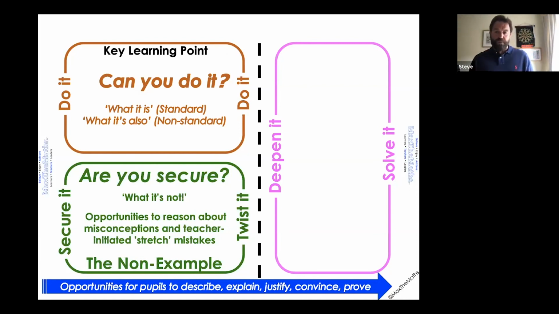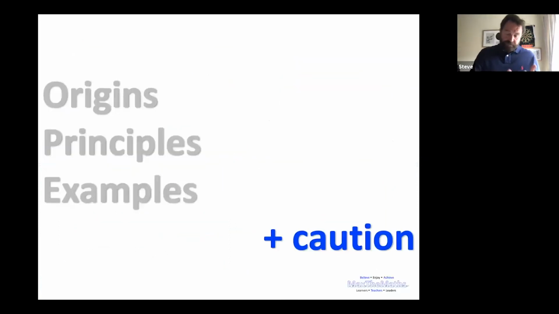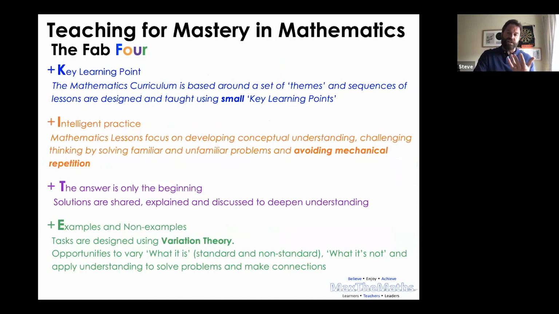And you'll notice at the bottom, by the way, there's a blue arrow saying, at every opportunity, at every point of the lesson, pupils have a chance to describe, explain, justify, convince, prove. Mathematical behavior is not reserved for one of the boxes. So what's my caution? Hopefully you've got something from that. My caution is I try and distill this down to 4 things. And you see it spells KITE, cheesily, on the left-hand side.